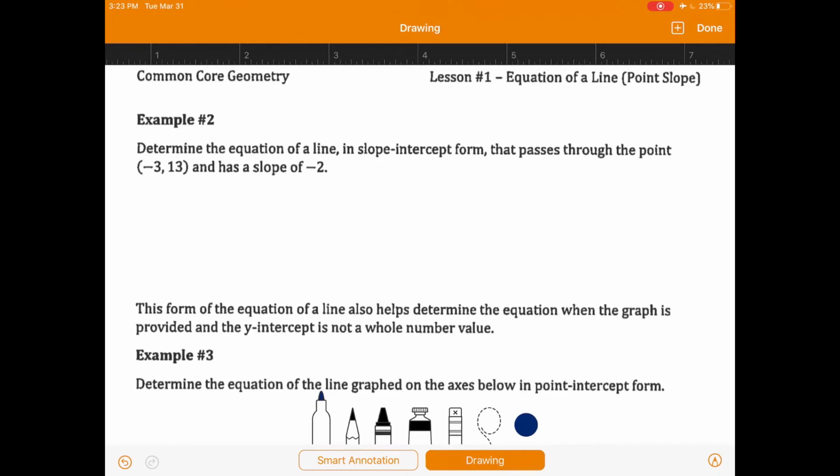So we're going to do the same thing. We are given a point and we're given the slope, so we're going to use the point slope formula. This gives us x1 and y1, which is -3 and 13. And this tells us that the slope is -2. So we're going to plug into our formula.